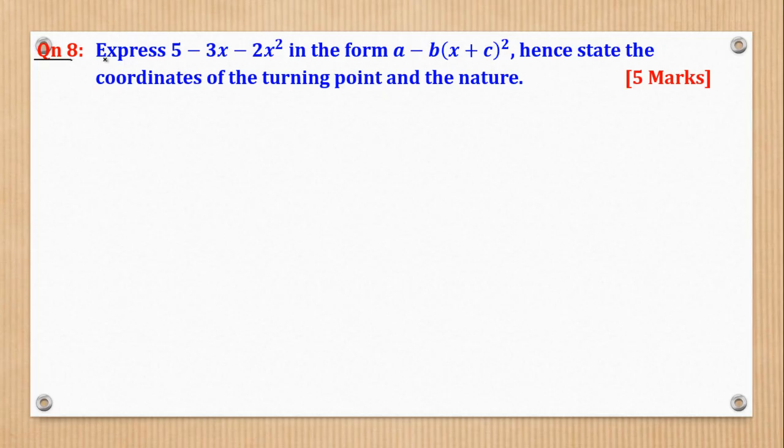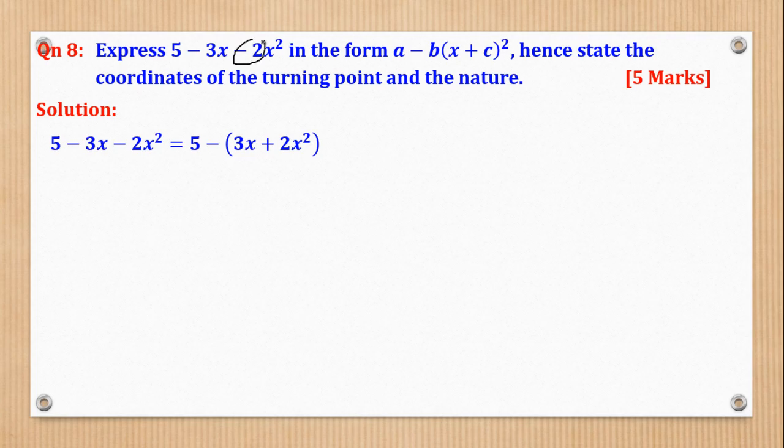So now we shall go to question 8. Question 8 says, express this in the form this and hence state the coordinates of the turning point and the nature. So this means we have to factorize. To factorize, you have to first make the coefficient of x squared positive 1. But this time it is negative 2. So what we do, let me first pull out the negative 1 to come up with that. Then from there, I'll pull out the positive 2 to come up with this.